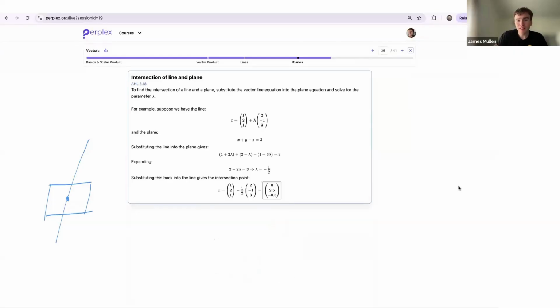And we can find it by taking the equation of, let's say, this line: r = (1, 2, 1) + lambda (2, -1, 3), and the plane x + y - z = 3. If I plug in each of the x, y, and z from the parametric form of this line, I get 1 + 2 lambda + 2 - lambda - 1 + 3 lambda should be equal to 3. And that simplifies to lambda is equal to minus 1 over 2. If I plug that into r, I find the intersection (0, 2.5, -0.5).